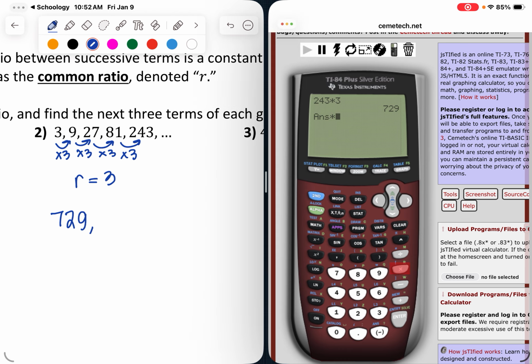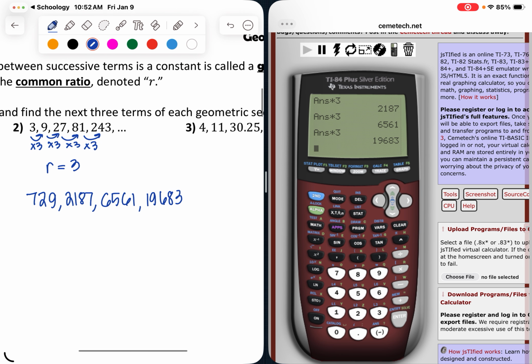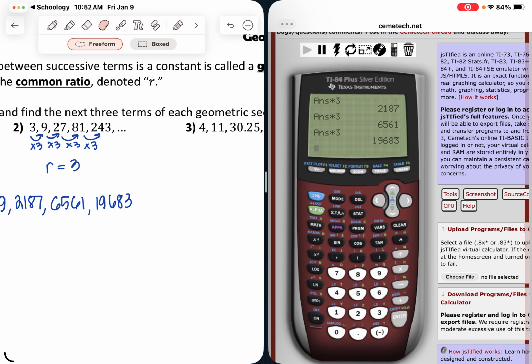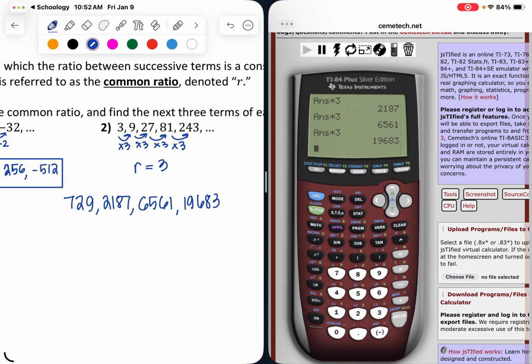729. And then I'm gonna hit times 3, enter. 2187. And then I can just keep hitting enter. 6561. Enter. 19683. And notice I'm not putting a comma in my 19683 because then it's going to look like it's a term, like 19 is a term and 683 is a term.